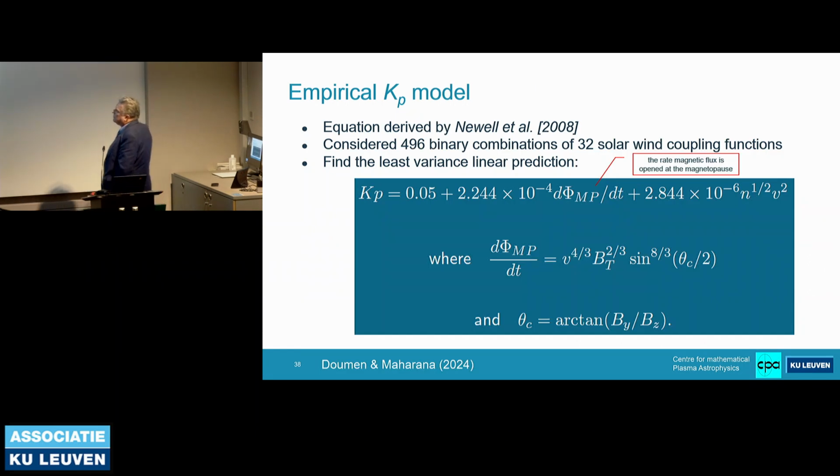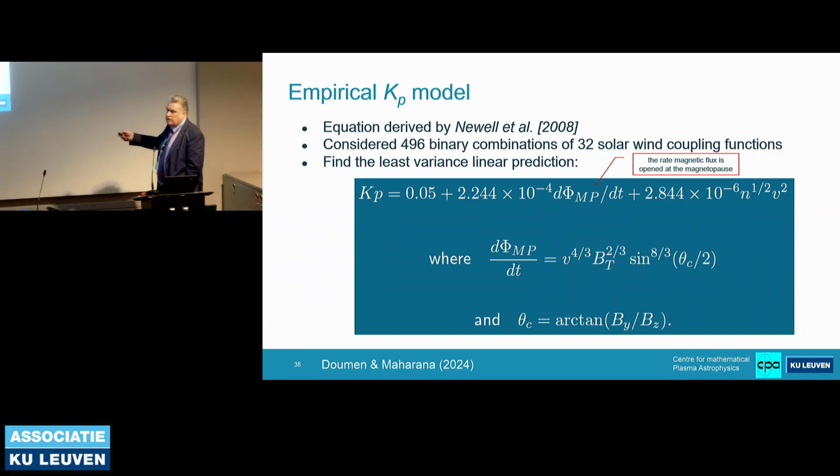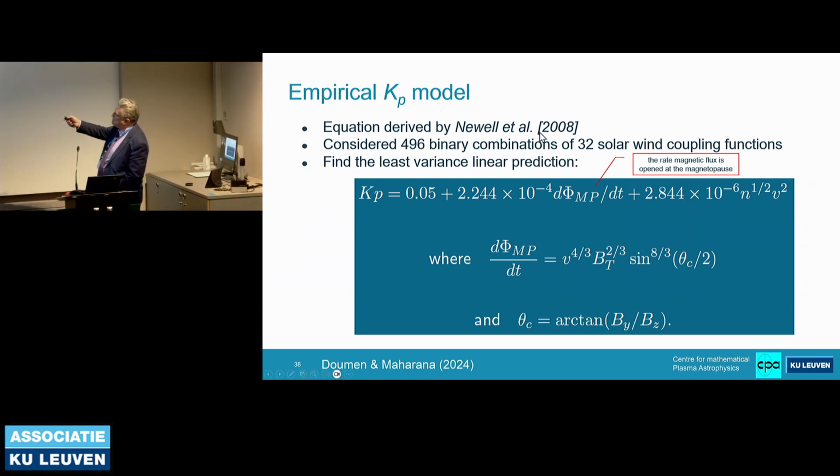And similar to the DST, we also have empirical Kp models. In the modeling center, there's the model of Newell et al. from 2008, where they used 32 different solar wind coupling functions, like the dynamic pressure and so on. They make many different combinations and then do statistical analysis, and they take the least variance linear prediction, which comes up with this formula.